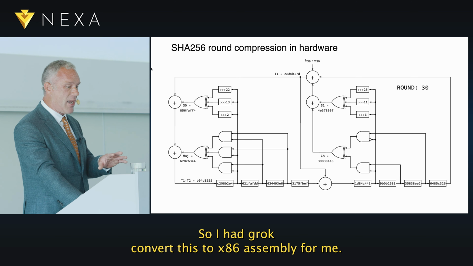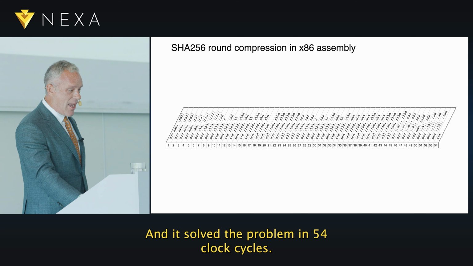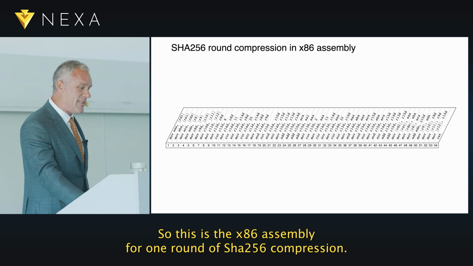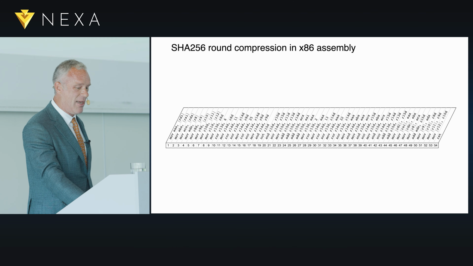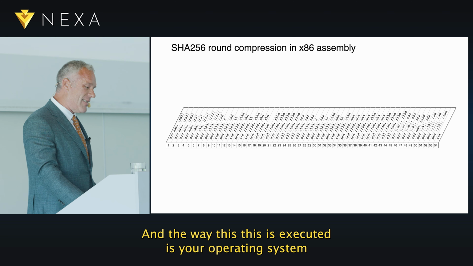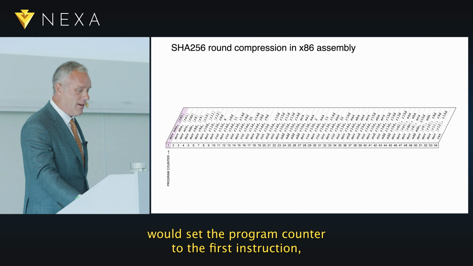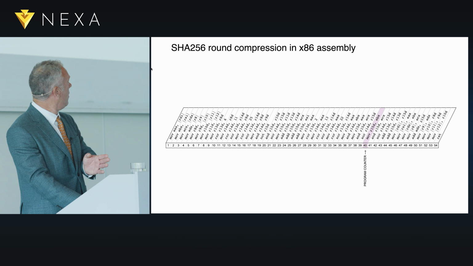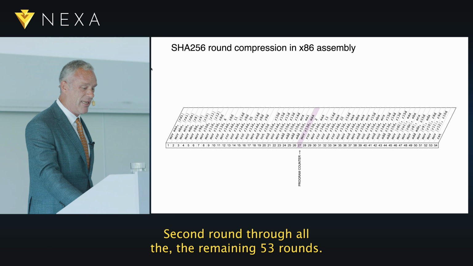So I had Grok convert this to x86 assembly for me, and it solved the problem in 54 clock cycles. So this is the x86 assembly for 1 round of SHA-256 compression. It takes 54 instructions, 54 clock cycles. And the way this is executed is your operating system would set the program counter to the first instruction, turn on the machine, and then there it goes. 1 round of compression done. 2nd round, through all the remaining 63 rounds.